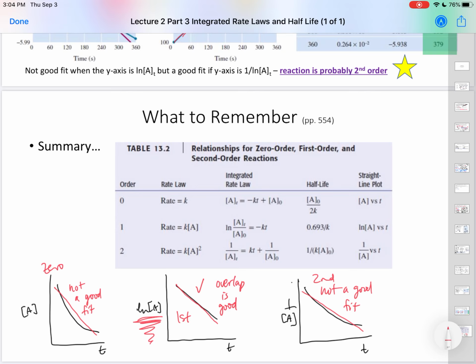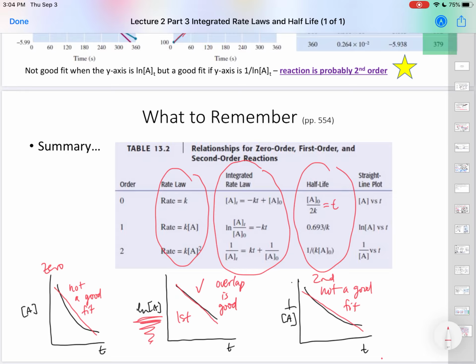Your book has this table here. This table is basically a repeat of that first table that I gave you. I like that table in the beginning better, but again, you can use this table or that table. It gives you the exact same information. It gives you the rate law for zero, first, and second order. It gives you the integrated rate law, and the half-life equations. And of course, this is your straight line plot, x and y axis.